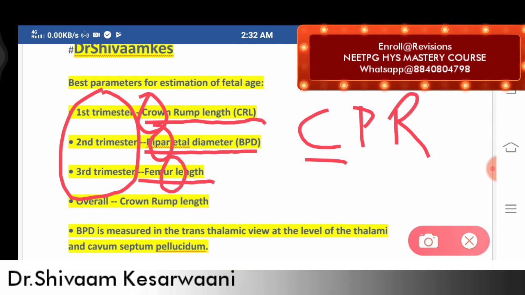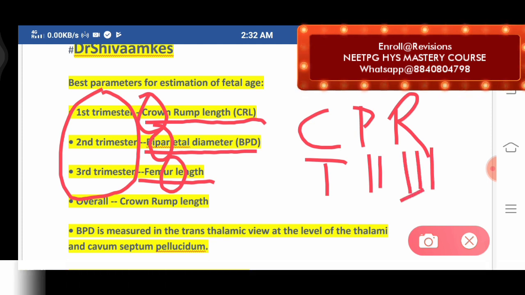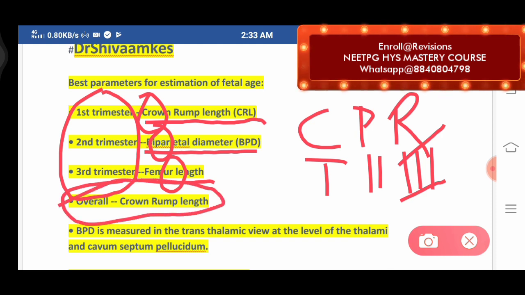So you don't need to get confused now. CPR is the first trimester, second trimester, and third trimester. So easy, but people get confused in exam because they don't revise it. So revision is the key, guys. Revise your notes again and again, revise everything again and again which you have studied. If they ask overall, it is always crown rump length, understand?